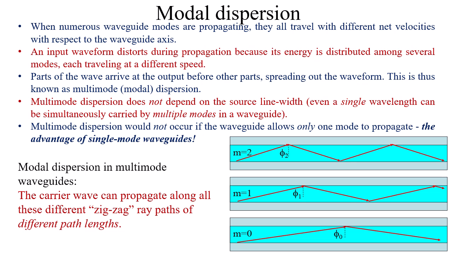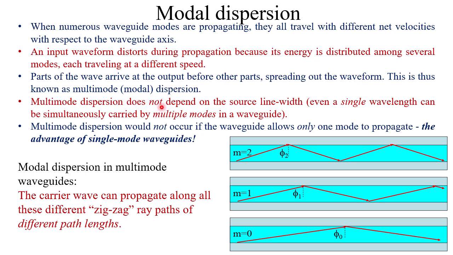Let us consider modal dispersion and how it takes place. When numerous waveguide modes are propagating, they all travel with different net velocities with respect to the waveguide axis. An input waveform distorts during propagation because its energy is distributed among several modes, each traveling at a different speed. Part of the wave arrives at the output before other parts, spreading out the waveform. This is thus known as multimode dispersion.